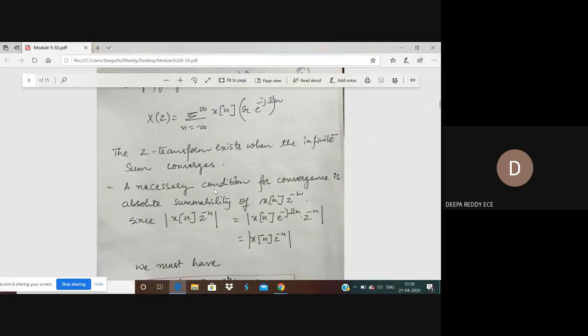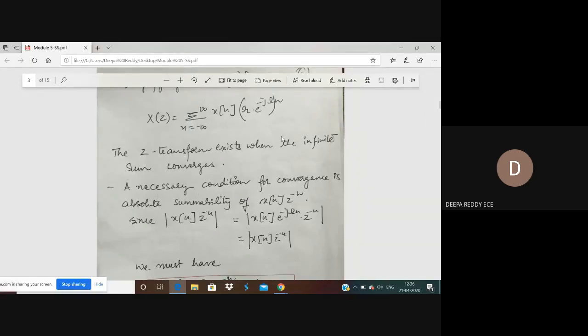So the Z transform exists, or you say it converges, when the infinite sum is converging. You say Z transform is existing because it's an infinite sum from minus infinity to plus infinity. And when this is converging, it should give you a finite value. I have also discussed what is converging and diverging in my earlier discussions. So what is the condition for convergence?